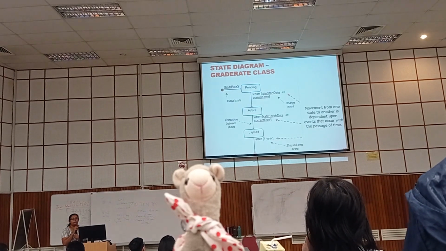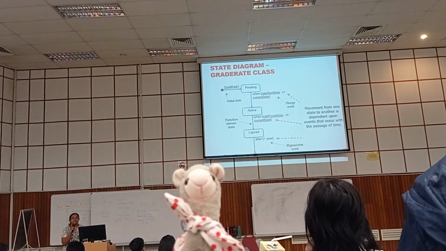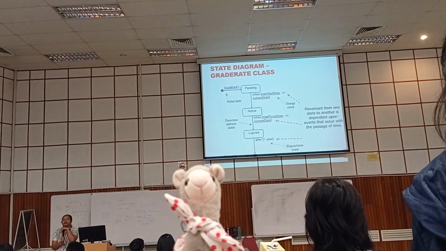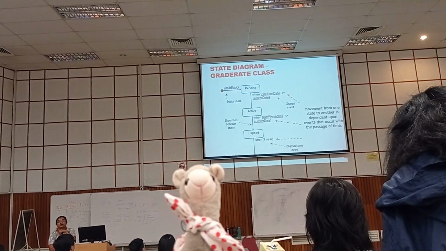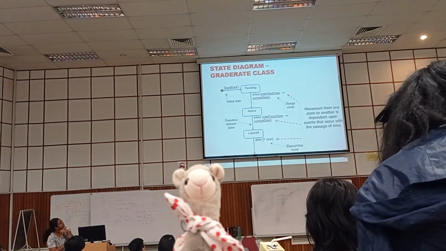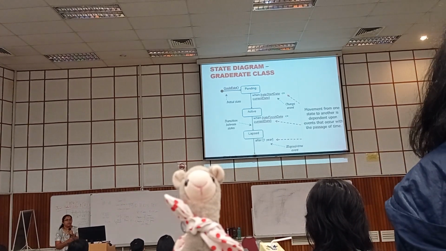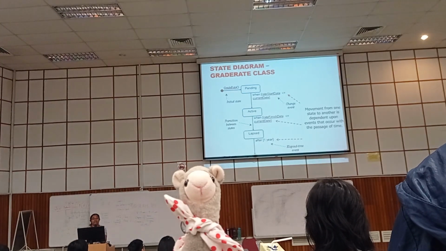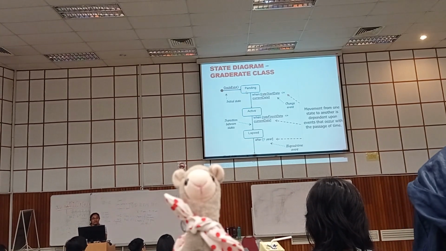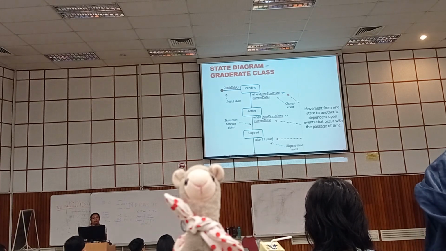Next slide. Look at this one. What's the class name? Anyone? What's the class name? Grade rate. So when the system starts, the grade rate is pending. The grade rate is pending. Initial state. Then what happened?